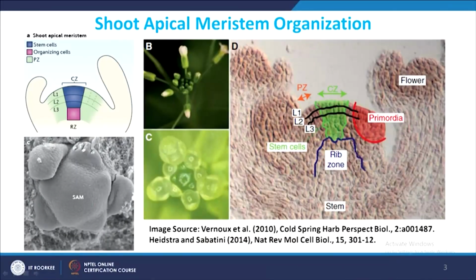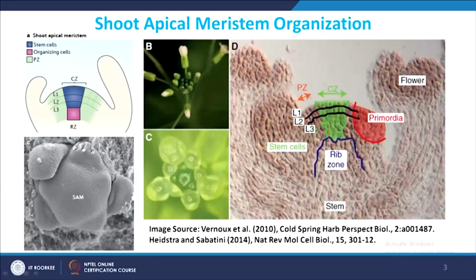One important thing that happens during growth and development is that while meristematic activity is maintained at the very tip of the meristem, when the cells produced in the meristem enter the peripheral zones, they initiate the process of differentiation. So, here is the view of an inflorescence meristem. It looks very similar.